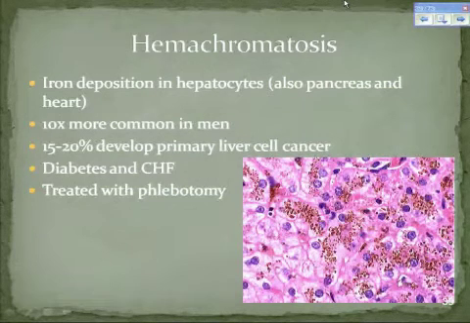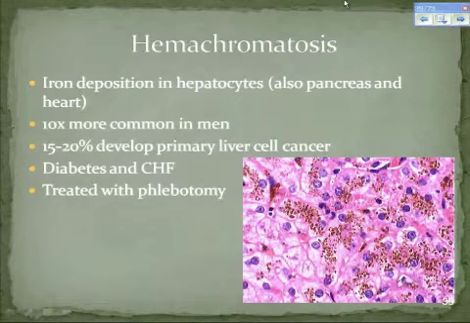Hemochromatosis, if you look at the way this is worded, hema means blood, chroma means iron, usually. So it's an iron deposition inside the liver cells. It's found in persons that have an inability to basically remove the iron in their body. You see it much more common in men than women. It eventually develops into primary liver cancer, and it's seen in patients with congestive heart failure and diabetes.